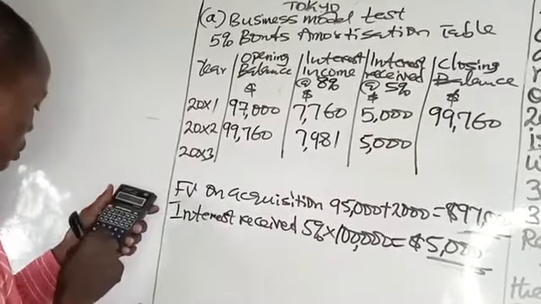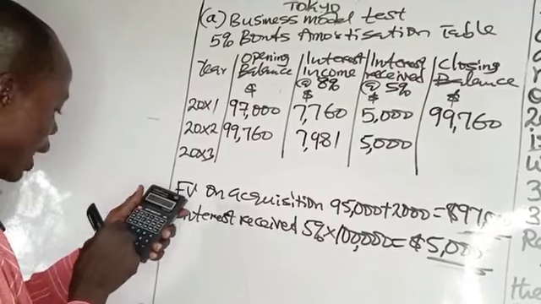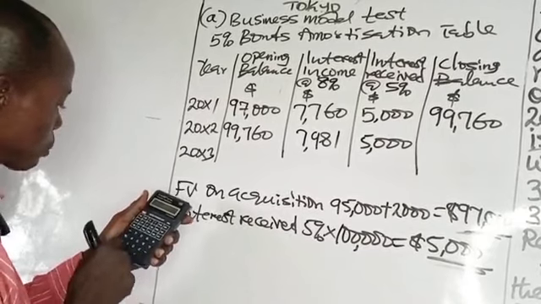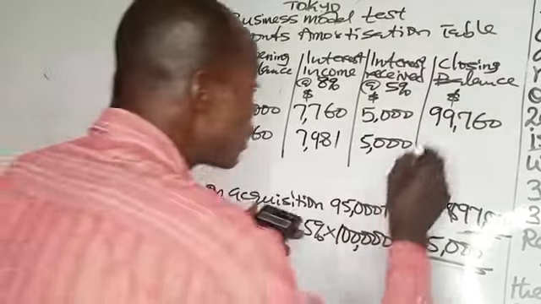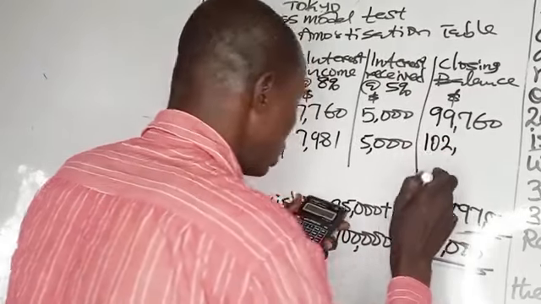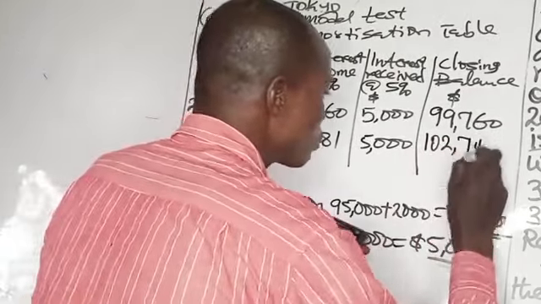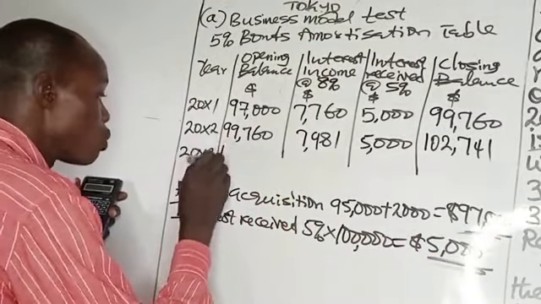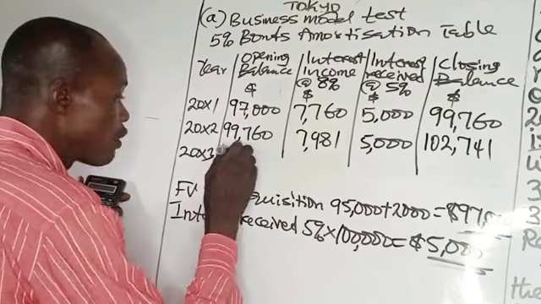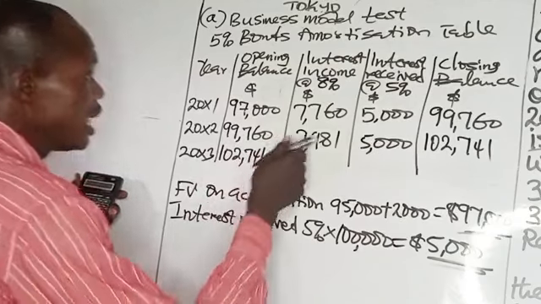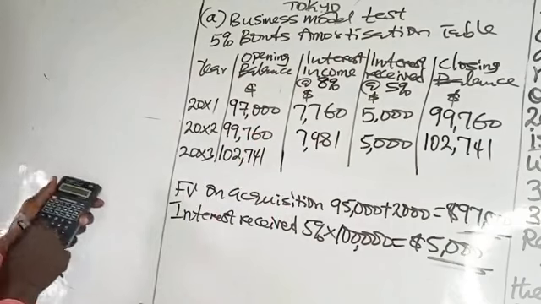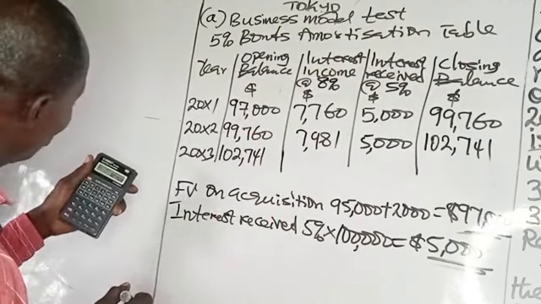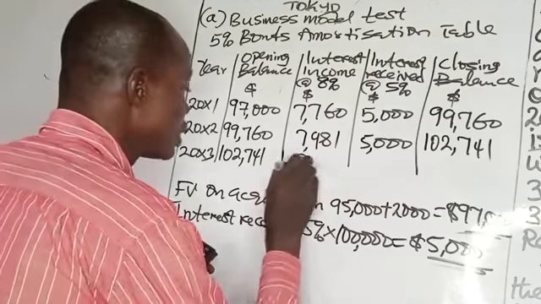The closing balance is 99,760 plus 7,981 minus 5,000. So we have 102,741. That will be the opening balance in 2023. 102,741, then 8% of that gives us 8,219.